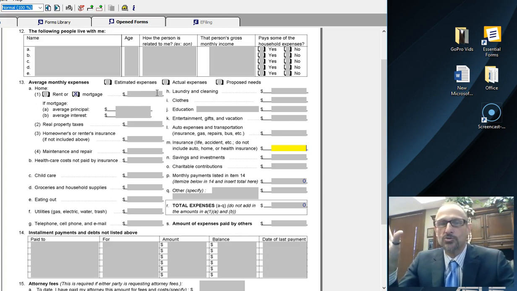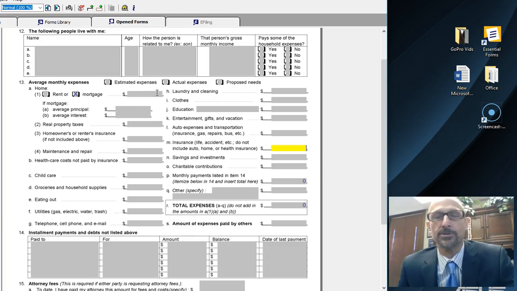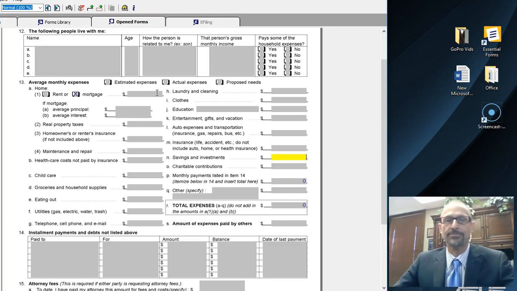Private disability insurance could go here. Now, if you're not actually paying for it, let's say you've got a term life insurance through your employer, but your employer pays it, doesn't take it out of your paycheck, you're not going to put that in here. This is only money that you're actually paying.